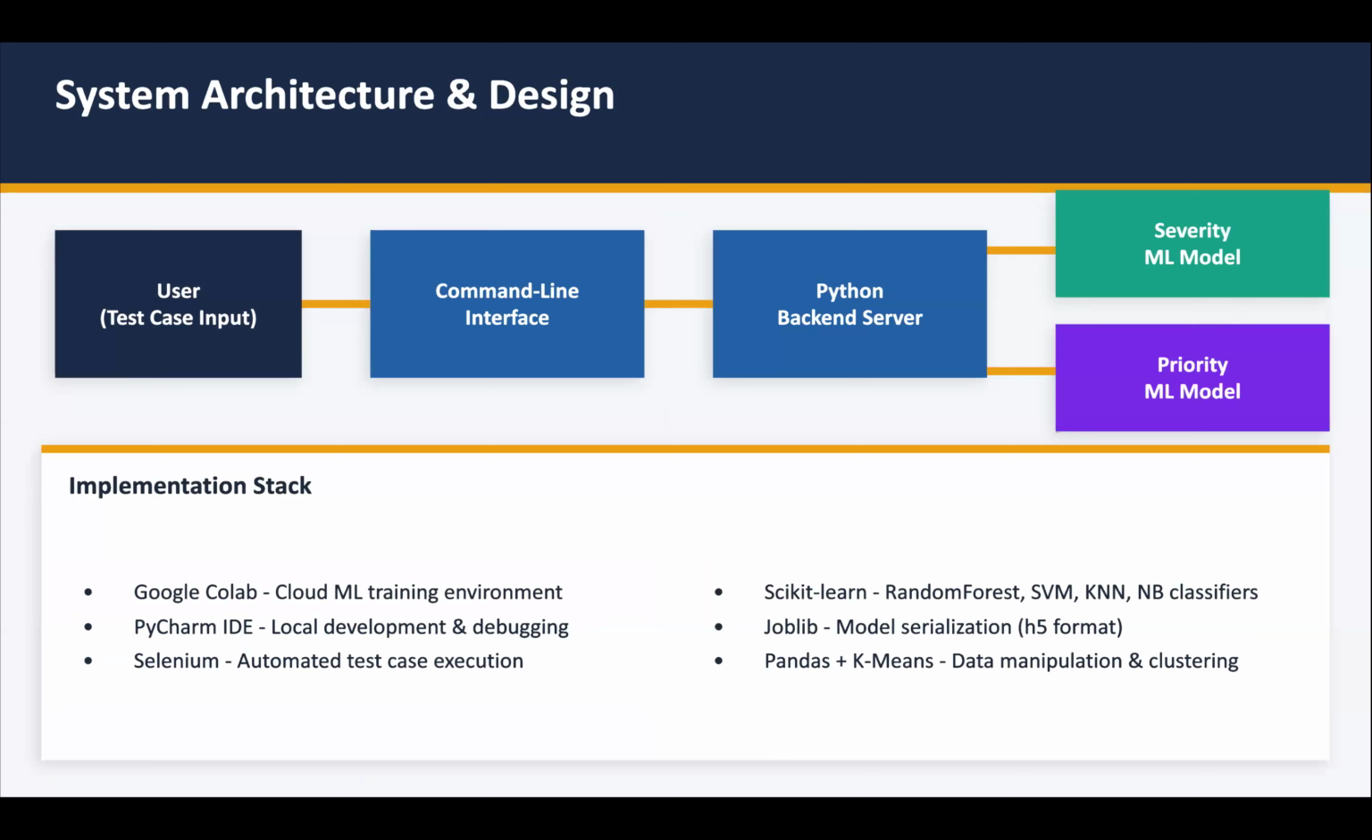If the test fails, the system collects relevant feature values and feeds them into two independent machine learning models, one for severity and one for priority. For the implementation stack, we used Google Colab for model training, PyCharm for local development, scikit-learn for all classifiers, and joblib to serialize the trained models into deployable files. The architecture is intentionally lightweight, designed to be deployable in real engineering workflows without requiring specialized infrastructure. So let's look at how the models actually performed.